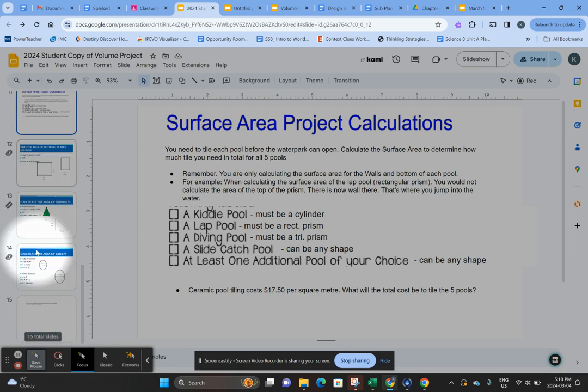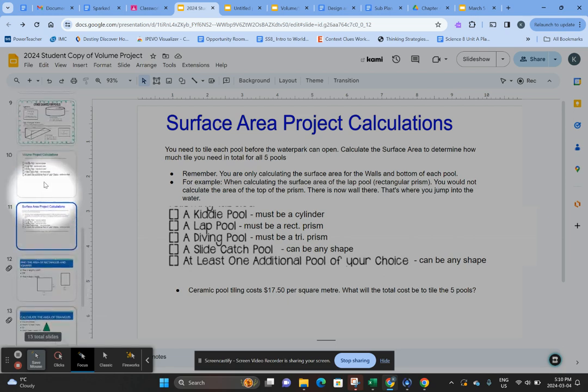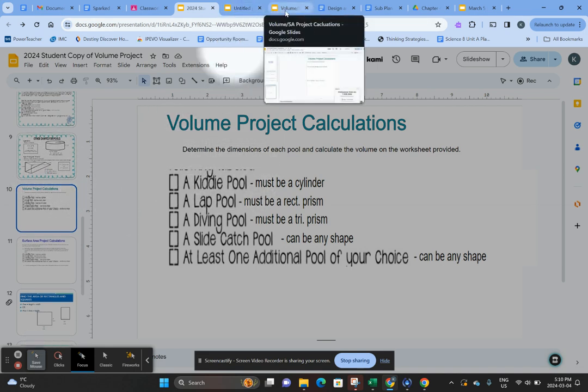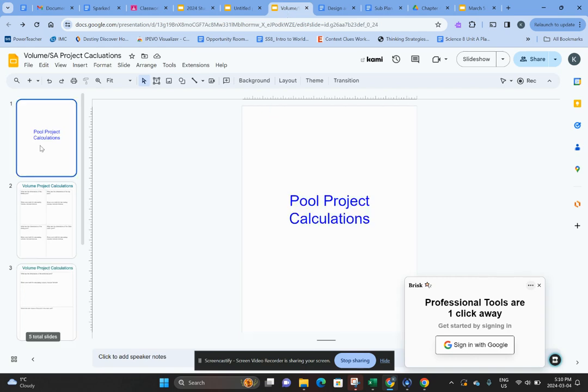And I've given you the slides here. But right now we're working on the volume portion. So if we go to this page here, this worksheet is on the front table and will be passed out.